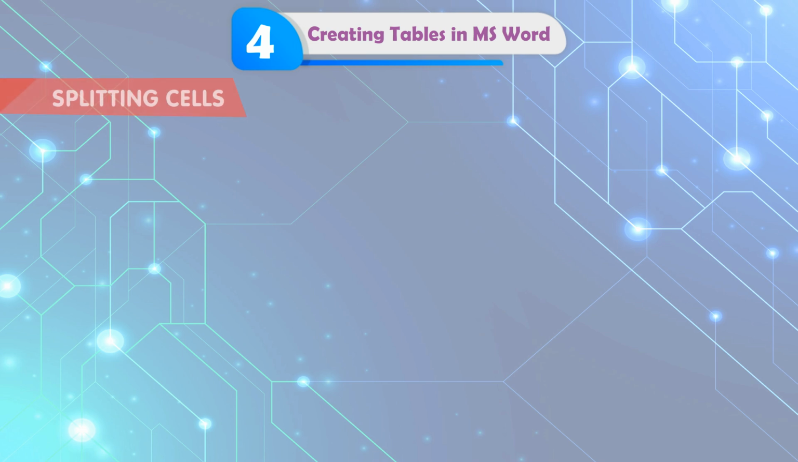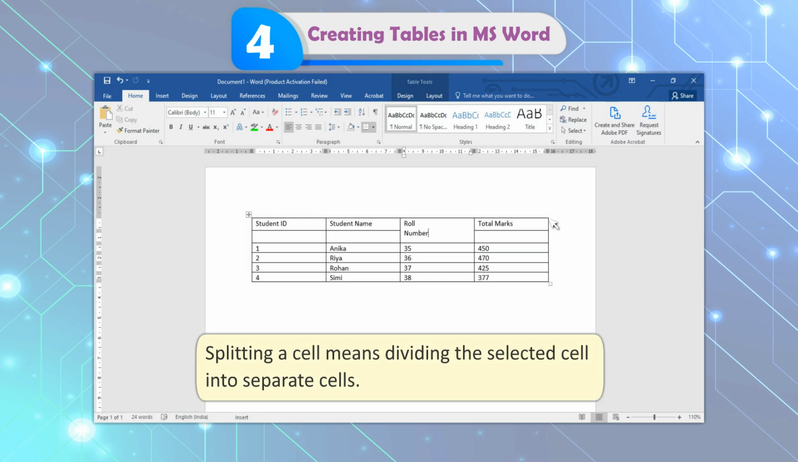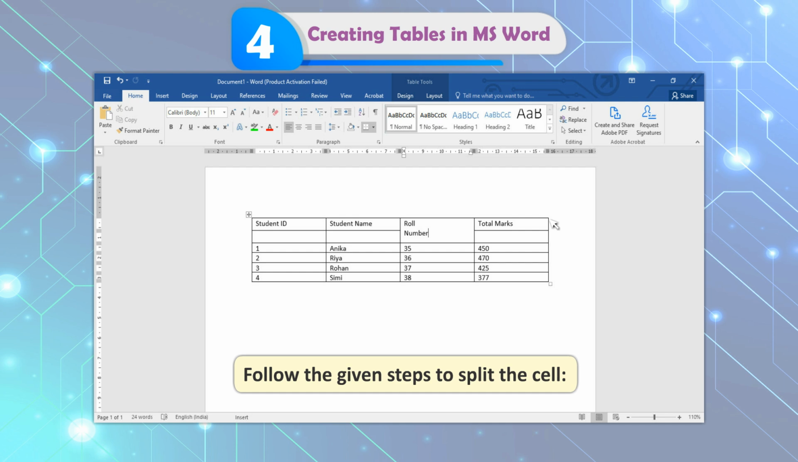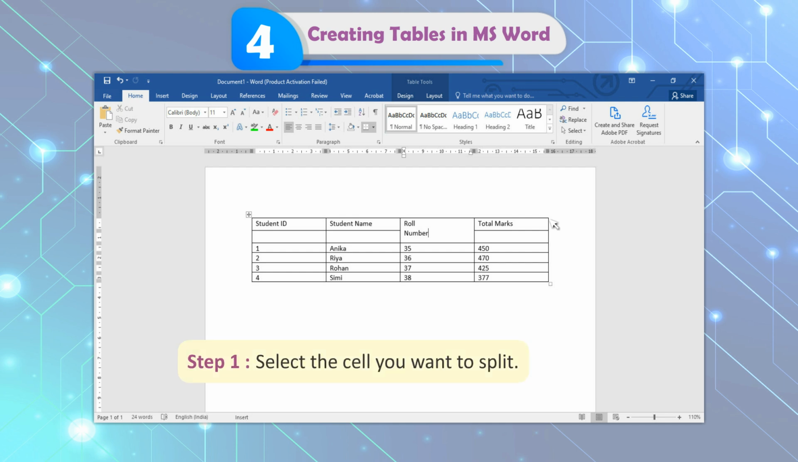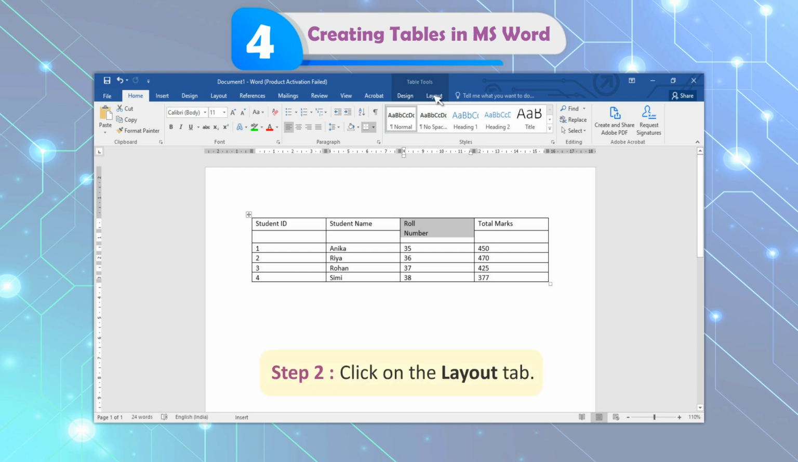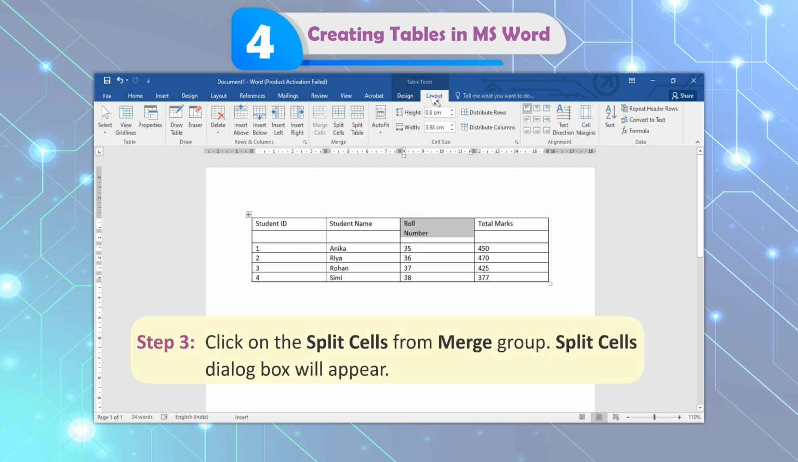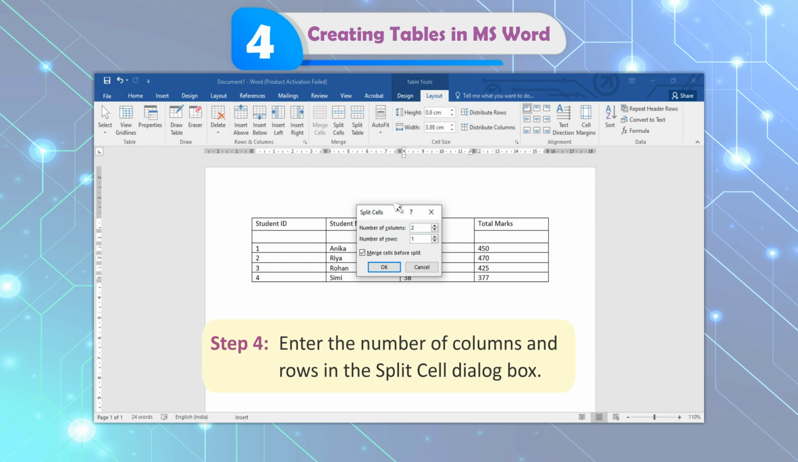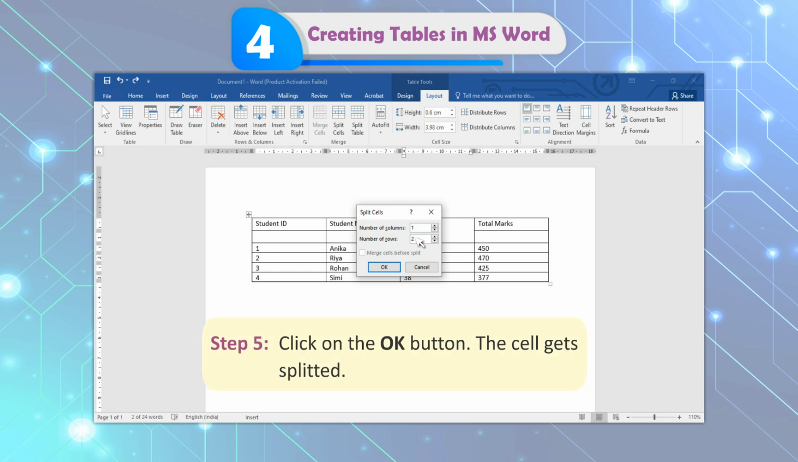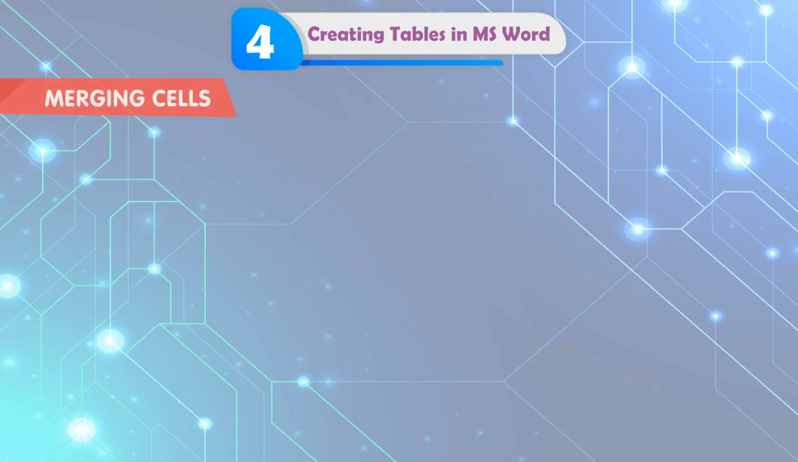Splitting cells. Splitting a cell means dividing the selected cell into separate cells. Follow the given steps to split the cell. Step 1. Select the cell you want to split. Step 2. Click on the Layout tab. Step 3. Click on Split Cells from the Merge Group. The Split Cells dialog box will appear. Step 4. Enter the number of columns and rows in the Split Cells dialog box. Step 5. Click on the OK button. The cell gets split.